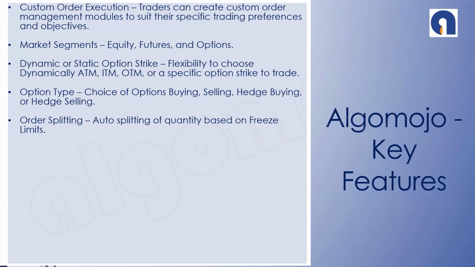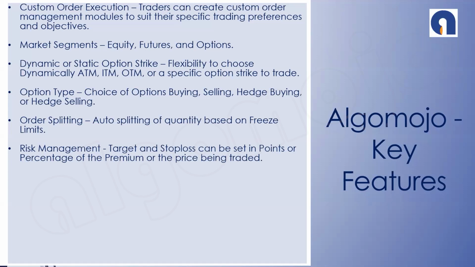In case your order quantity is larger than the freeze limits set for the trading symbols, we have the facility to split orders based on the freeze quantity and the quantity that you want to trade, and place multiple orders. So you need not worry about placing multiple orders if the quantity that needs to be executed is very high. We will handle that for you.